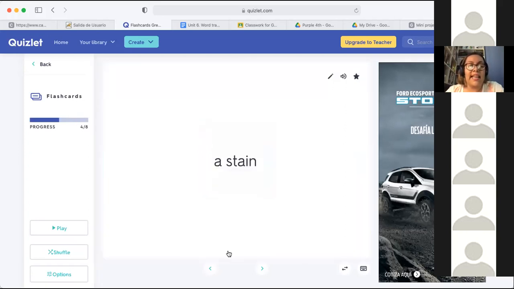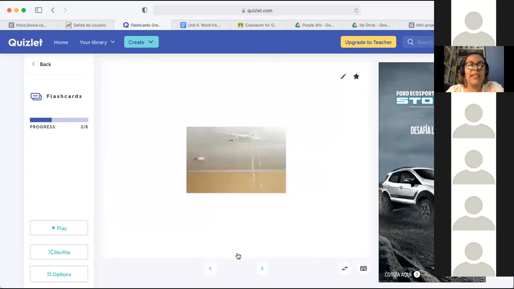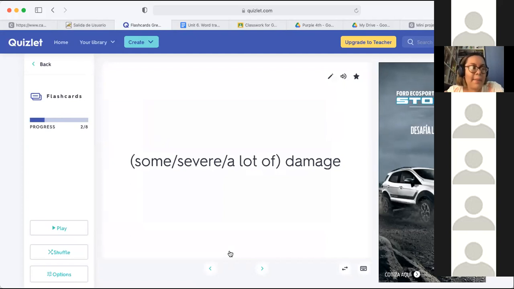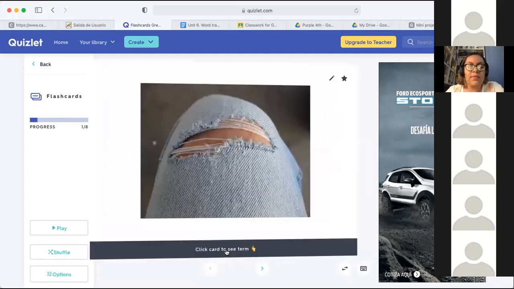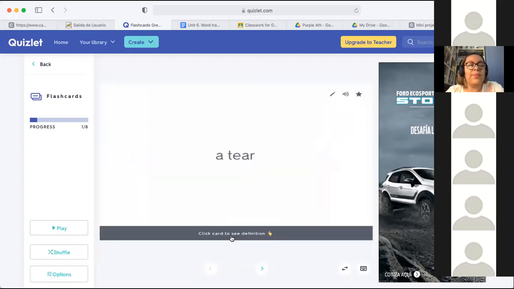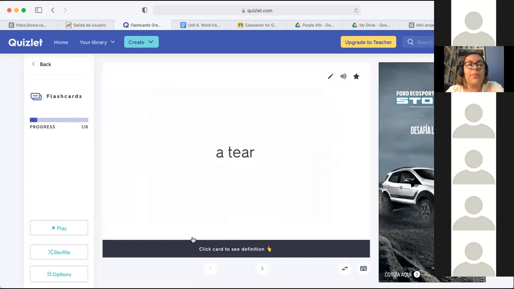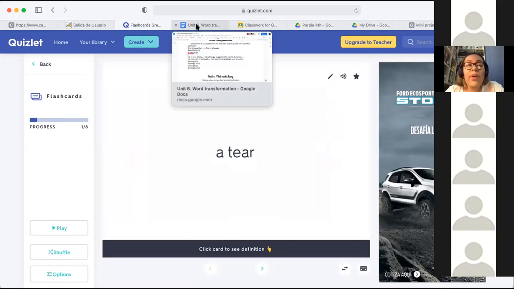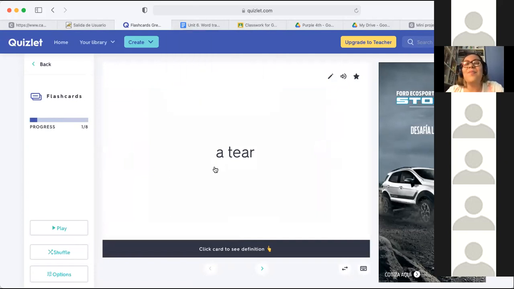This one is a stain. Okay, this one is a leak. This one is, well, damage in general, damage. Okay, and this one is a tear. All right, there we go. So now, in this case, come on, it's not. I promise it is not gonna be hard for you at all.